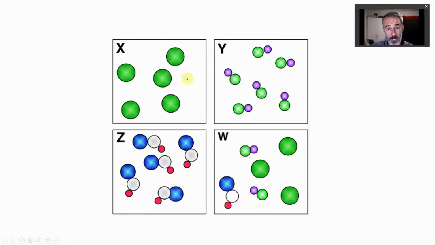The only mixture in this group is W. W is a mixture of the green thing, which was an element, this other thing, which was a compound, and then a different type of compound. This would be a mixture, whereas this would be a pure compound. This would be a pure element. This would be a pure compound.